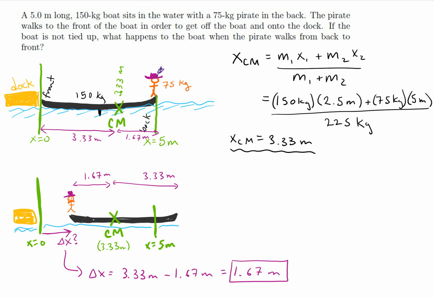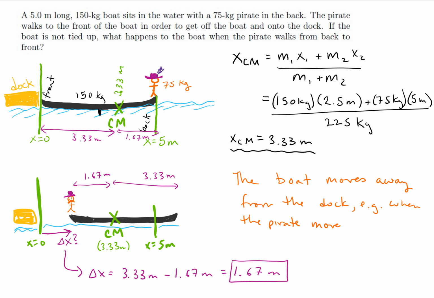So for our final answer, we could say the boat moves away from the dock when the pirate moves forward. The boat moves backwards by 1.67 meters.